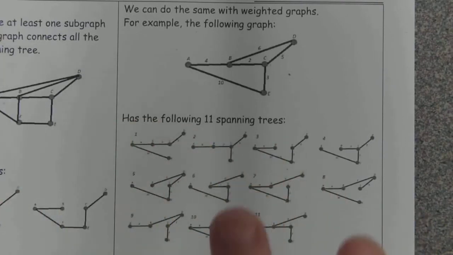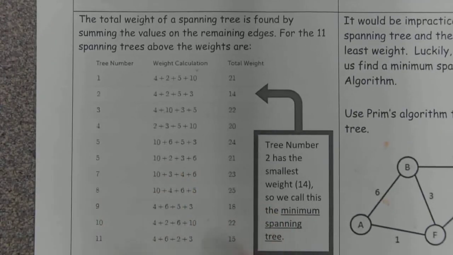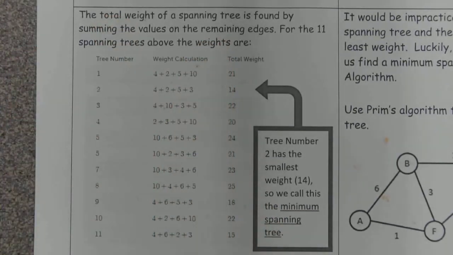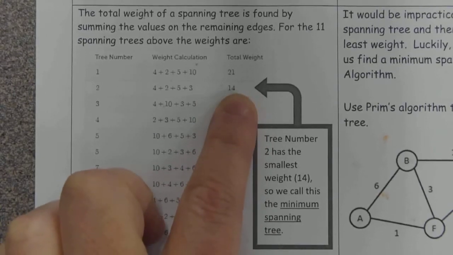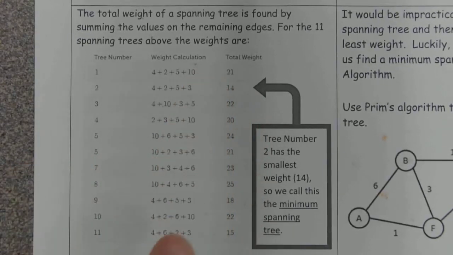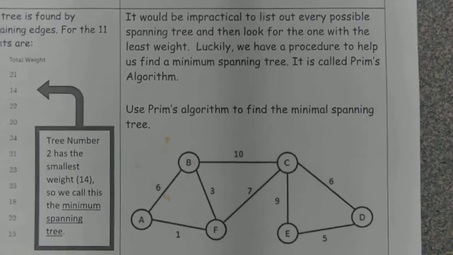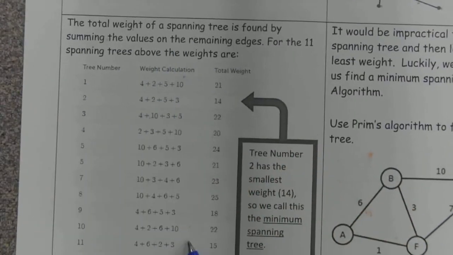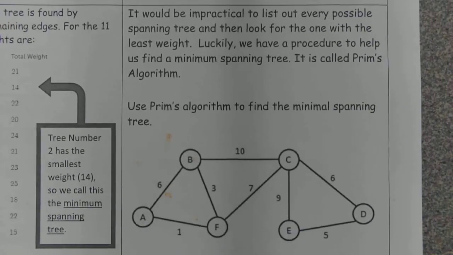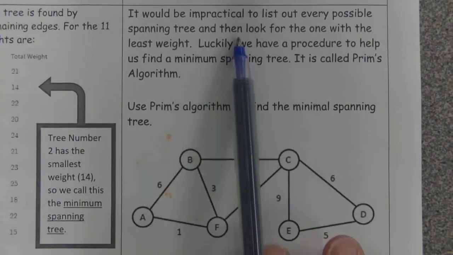Okay, so that's a lot of figuring out spanning trees though, so maybe we need to see if there's a rule for this. What they did on all of those spanning trees was they found their weight, and they're like, oh, here's the least amount of weight here, 14. So that would be my minimum spanning tree, the best way to get from point A to point B. So how are we going to do that? It would be impractical to list out every possible spanning tree.